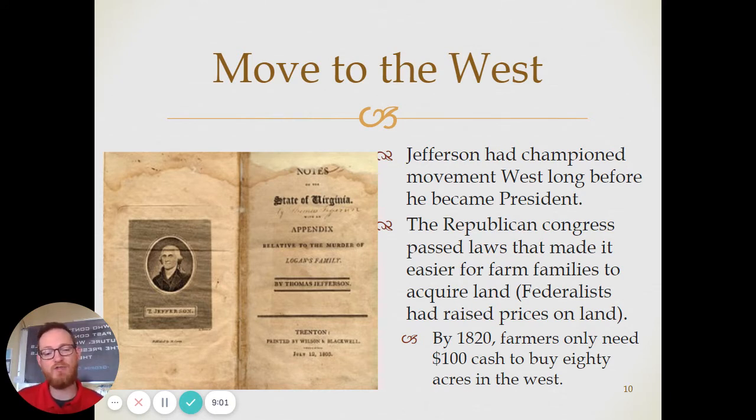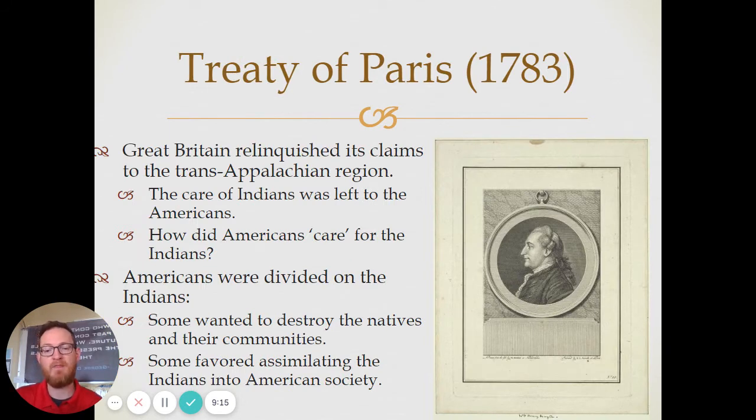And you'll see by 1820, farmers only needed about $100 cash to buy 80 acres in the West, which again, this really does push and promote that view Jefferson had of us being a nation based in agriculture.